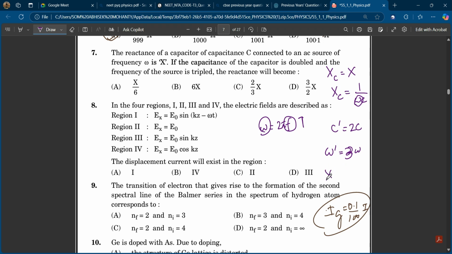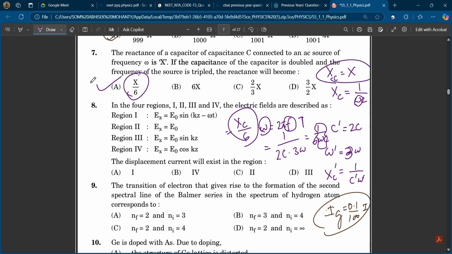So Xc dash will become 1 by C dash omega dash. So that will be 1 by 2C into 3 omega, so 1 by 6 omega C. So 1 by omega C is your Xc. So this will become Xc by 6, correct? So the answer will be, Xc is your X, so X by 6. Got it? Very easy question. I'm doing this really fast because these are easy questions, and I hope you can solve them.